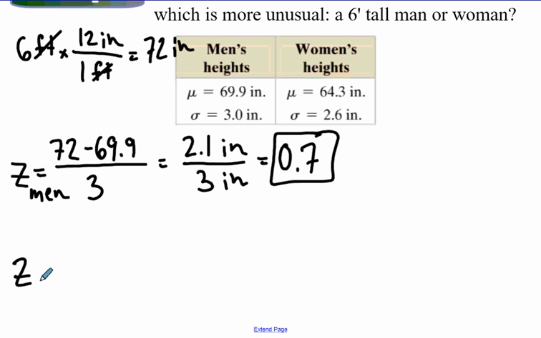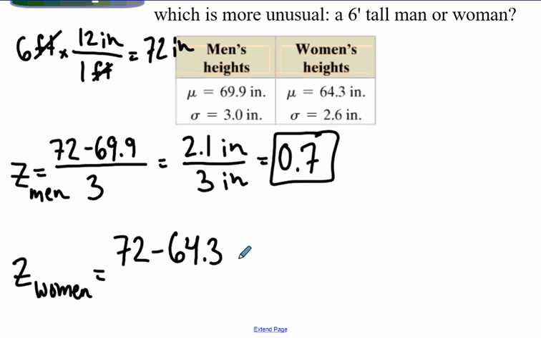Z-score for women would be, again, if we had a 6-foot tall woman, 72 minus the average of 64.3. When I simply do that, 72 minus 64.3 is going to be 7.7 inches. So a 6-foot tall woman is 7.7 inches above average.